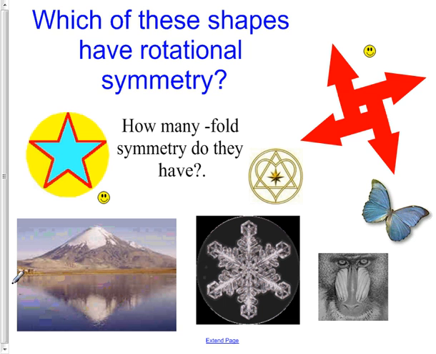If this, once again, were a perfect reflecting mirror, it would have rotational symmetry because if you rotated it 180 degrees, the mountain would now be in the lake and it would look just like itself. This one does have rotational symmetry. It has 6-fold rotational symmetry. You could rotate it 1, 2, 3, 4, 5, 6 times around. And this one does not have rotational symmetry.